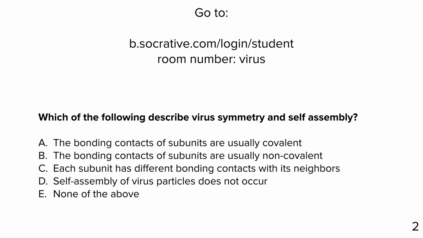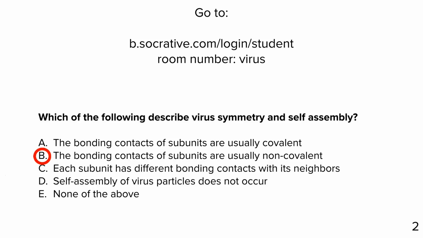Next question, which of the following describes virus symmetry and self-assembly? A, the bonding contacts of subunits are usually covalent. B, the bonding contacts of subunits are usually non-covalent. C, each subunit has different bonding contacts with its neighbors. D, self-assembly of virus particles does not occur, or E, none of the above. The right answer here is B. The bonding contacts of subunits are usually non-covalent.